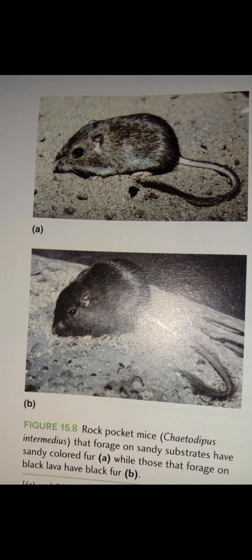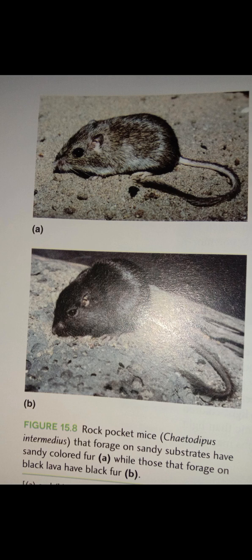A parallel situation is seen in light and dark forms of the rock pocket mouse, which is shown with the help of this picture, found in the American Southwest. Mice with light sandy-colored fur lacking melanin granules occur on sandy substrates. Mice with dark melanin-containing fur are found on black lava flows. These differences in coloration reduce predation from birds and mammals that are visual hunters.